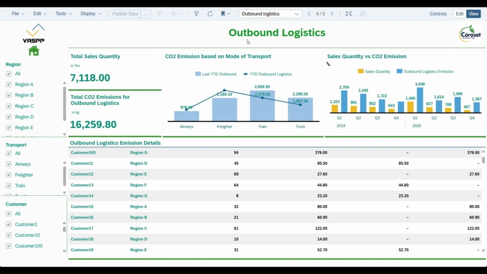The outbound logistics page on the Coraset dashboard provides insights into the carbon emissions associated with the distribution and delivery of goods.